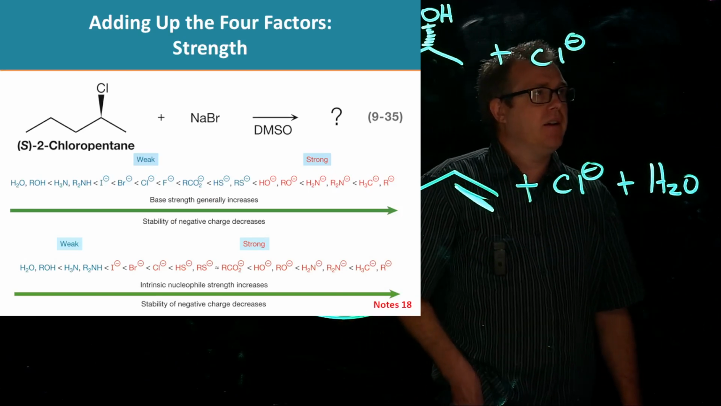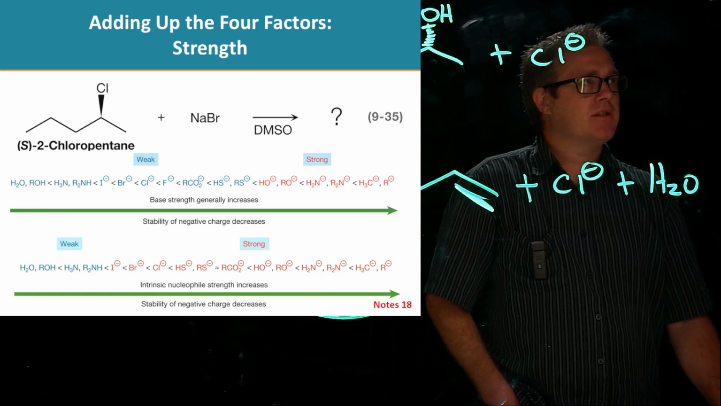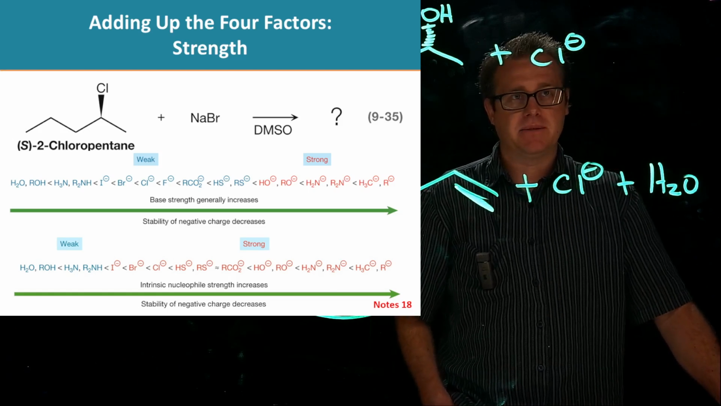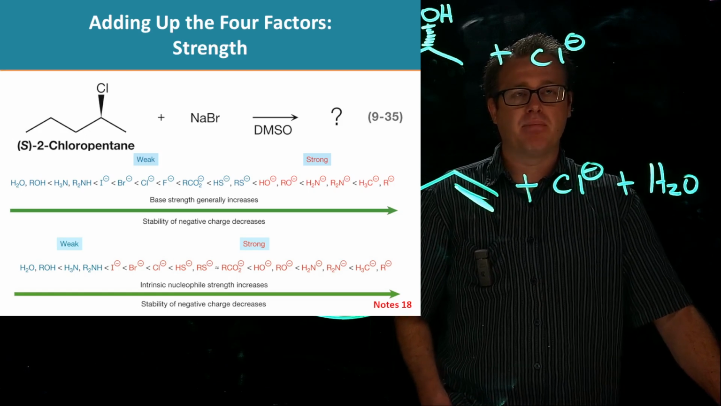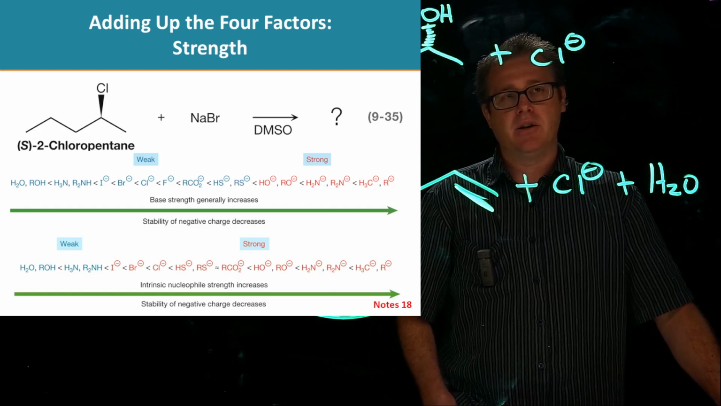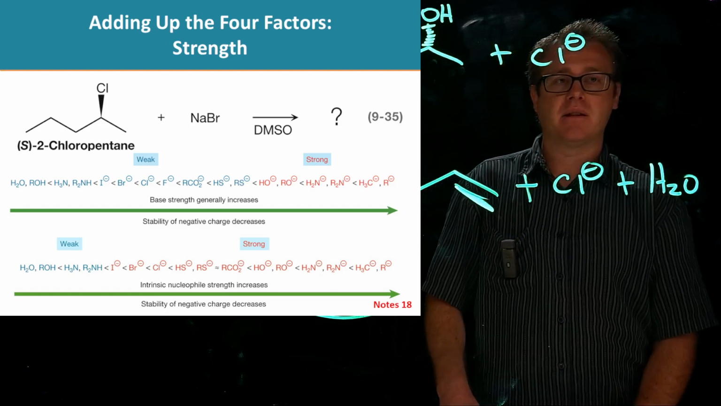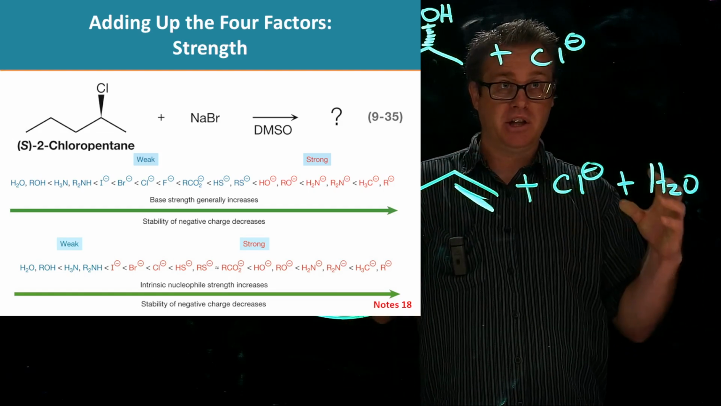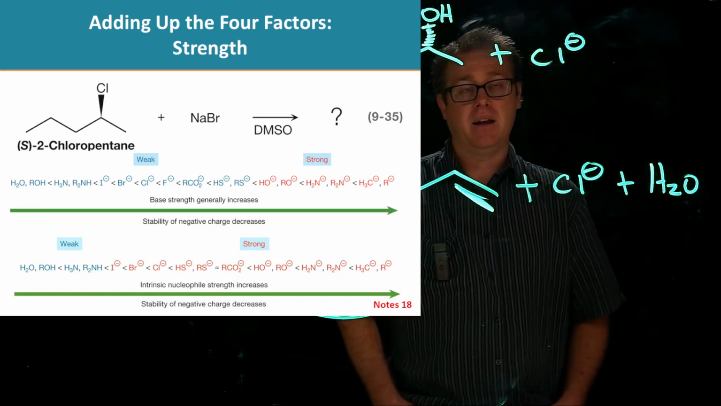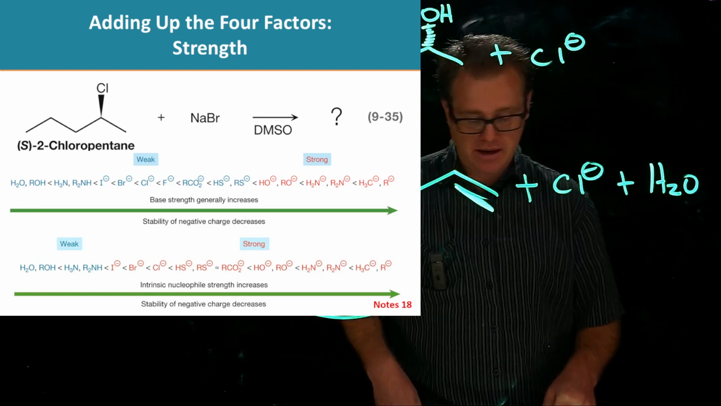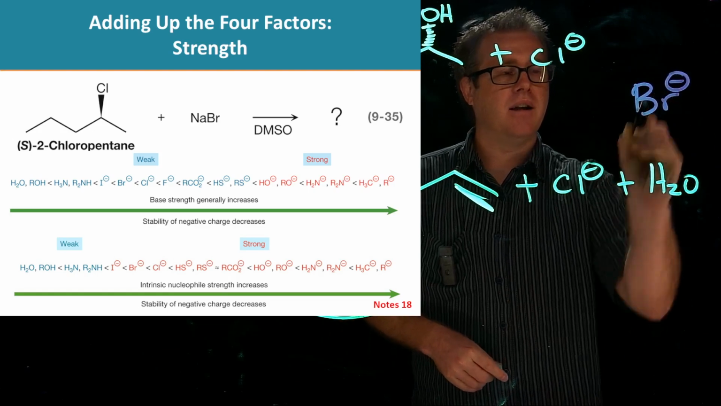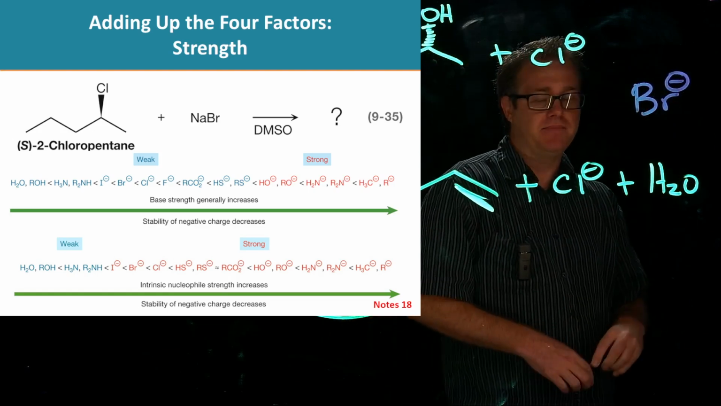So what do we have here? Adding up the 4 factors. We want to take a look at the strength of the attacking species. Notice how it's sodium bromide. That is the attacking species. Sodium bromide is an ionic compound, so it is going to dissociate. So what we actually have is the bromide, which is the Br minus, right? So we're going to have our Br minus right there as our attacking species.